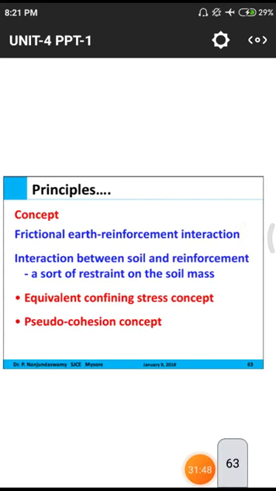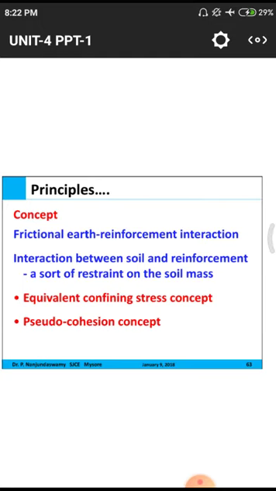First of all, frictional earth and reinforcement interaction. Frictional earth means that in the earth itself we have many particles with different chemical compositions, so there may be ionic or covalent bonds between particles. Due to those bonds, the particles hold to each other in the form of large lumps, so definitely there is friction. Without friction there is no proper bonding in the earth.